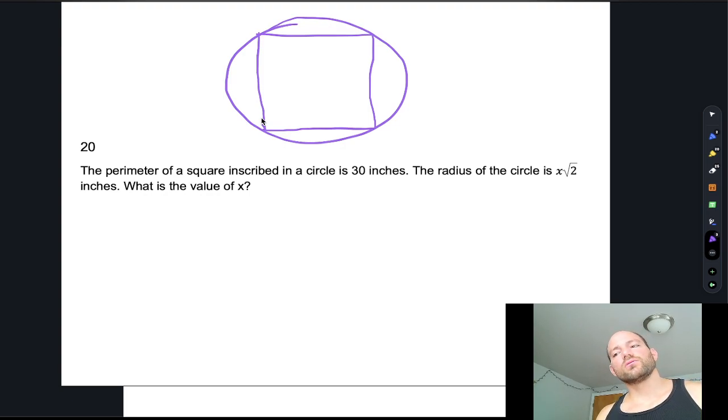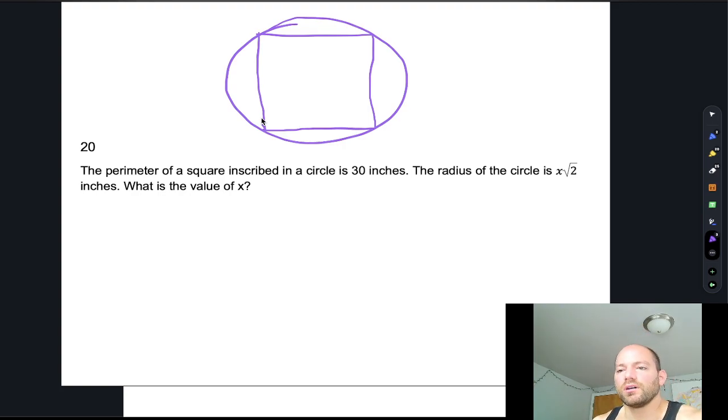So what does that mean each side is? Because we can't really label a perimeter onto a picture. We can label lengths of things.